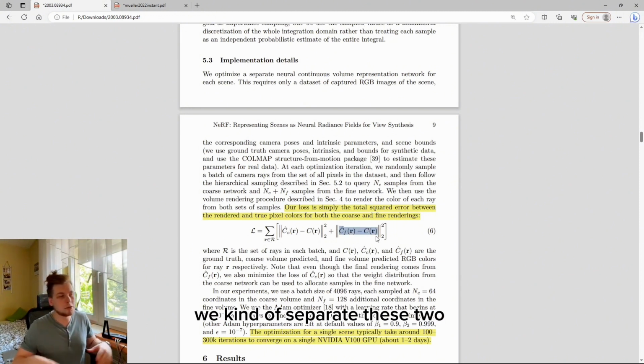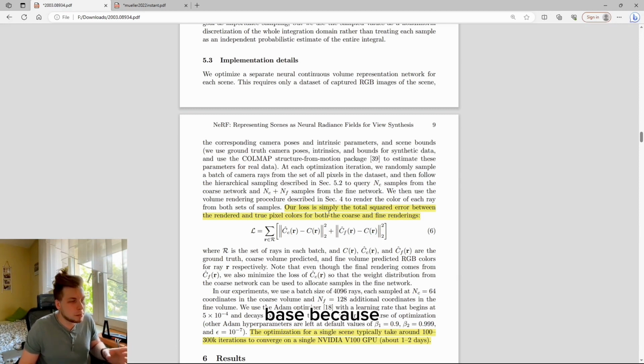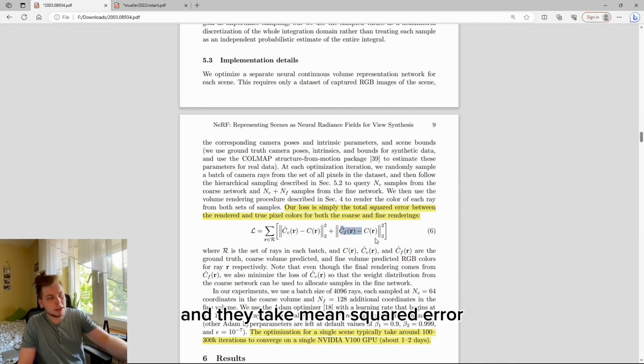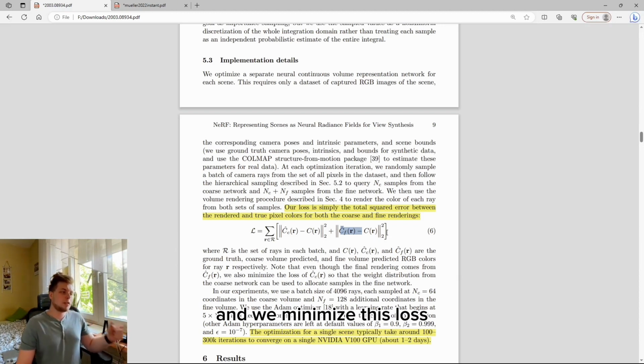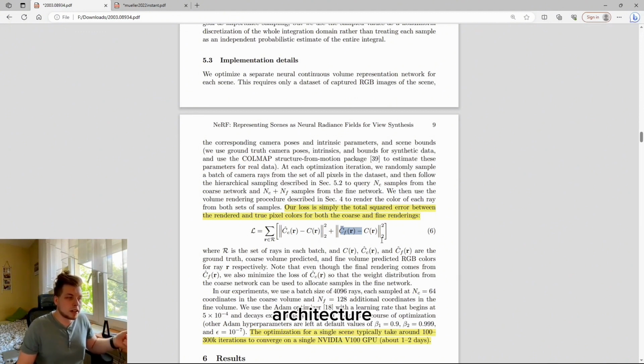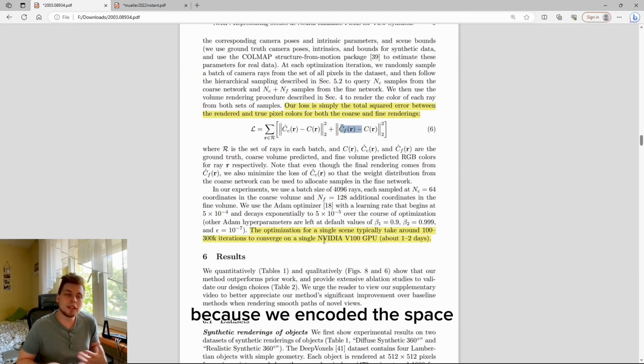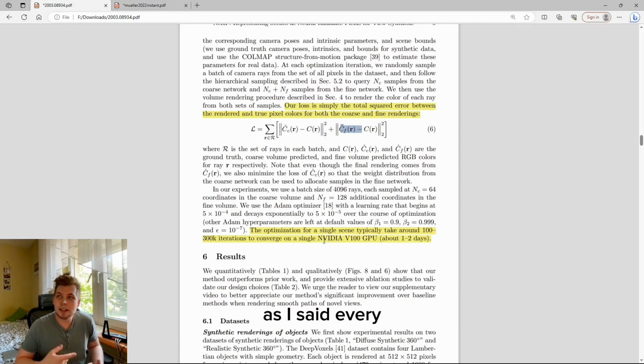So at the training time, we kind of separate these two and train them independently, though they are dependent because the results of this network are based on the PDF from the other network. But in general, we don't add these points together to calculate the representation and take the mean squared error; we actually take the mean squared error independently for each network, and that gives us the final error for the image, and we minimize this loss to optimize the neural network architecture such that we can sample these points for whatever point of view. And the issue is, because we encoded the space in this neural network architecture, we have to train, as I said, a new neural network for every scene, and in fact in this method, 2 neural networks per one scene that we want to render.